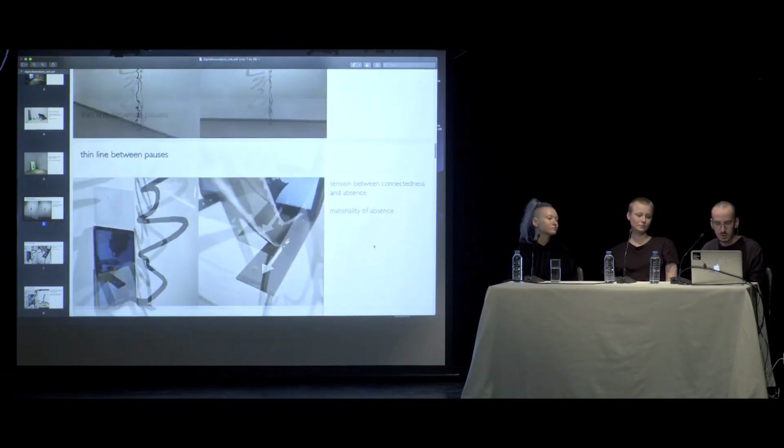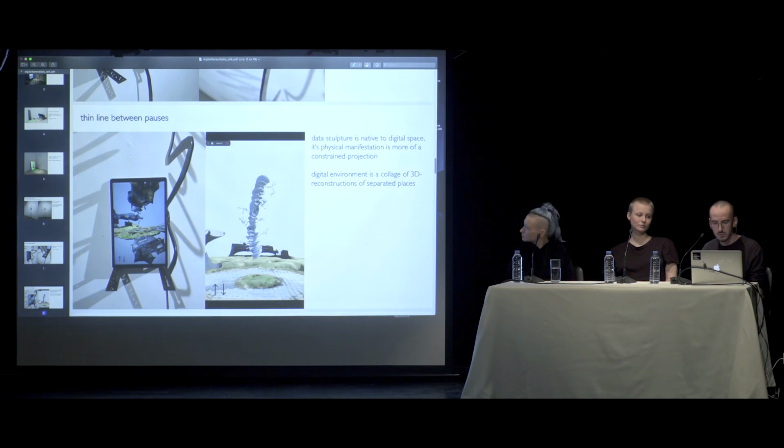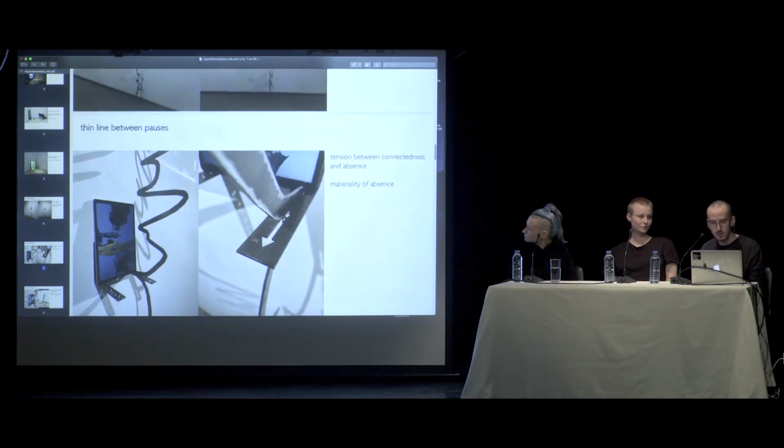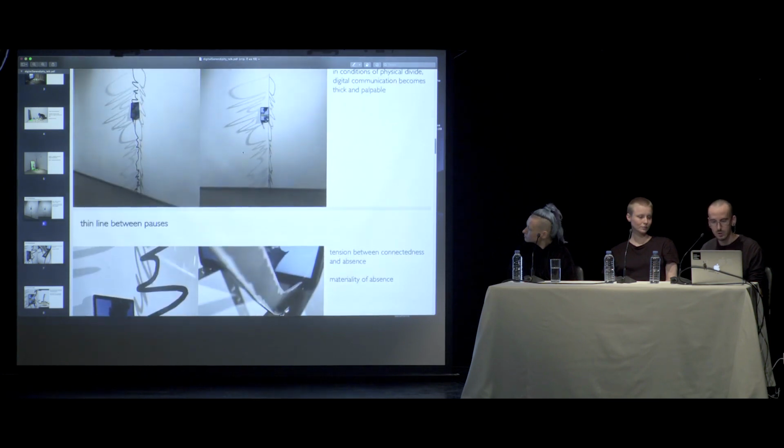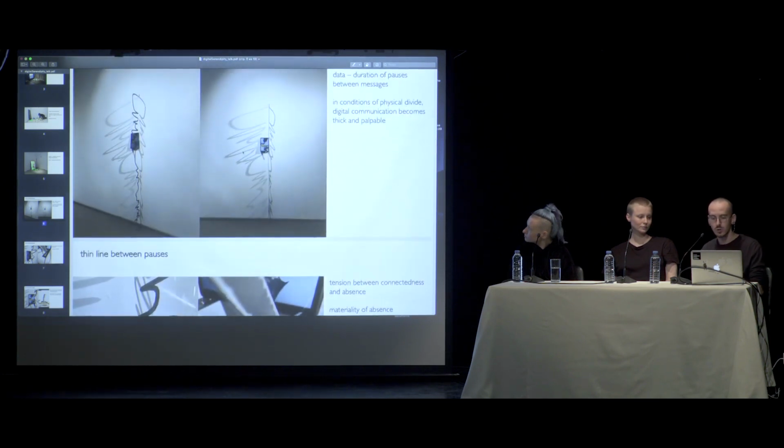Yes, so there is this kind of data sculpture in digital space, which is 3D and has certain volume to it, while its physical manifestation is a more collapsed and constrained one.